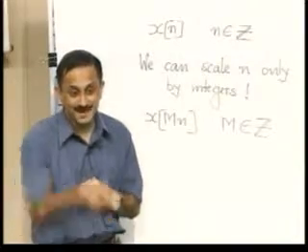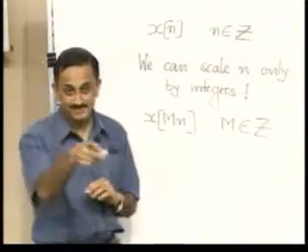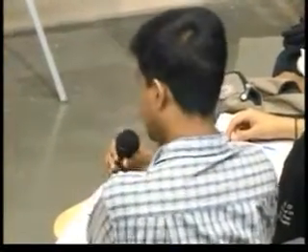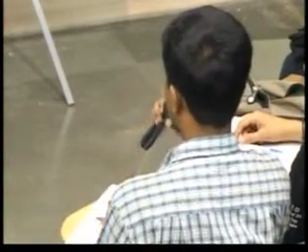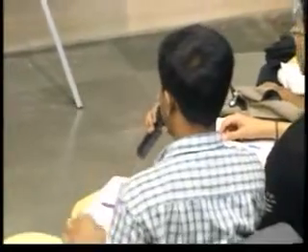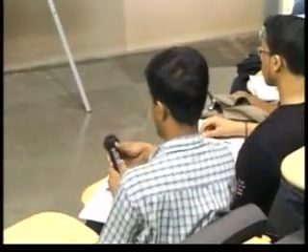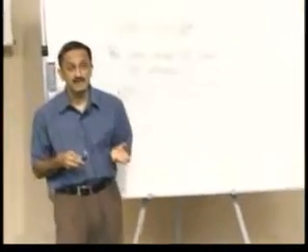Samir has a point. He says there is a very fundamental difference between the discrete time case and the continuous time case. So we miss some of the values like x of 1, x of 3. That's right, if M is 2. Consider, what is the fundamental difference between scaling in the continuous time case and scaling in the discrete time case?